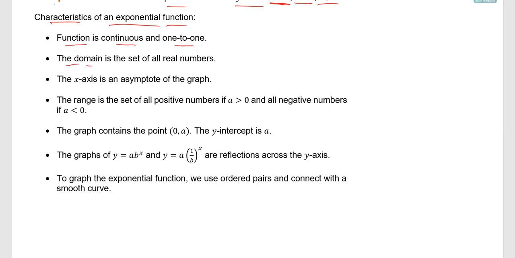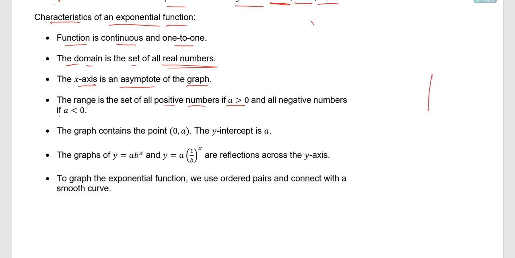The domain has to be the set of all real numbers. The x-axis is an asymptote of the graph. Okay? Meaning usually the curve does not touch the x-axis, right? Whether it's a positive exponential or a negative exponential, same thing, right? The range is the set of all positive numbers if a is greater than 0, and all negative numbers if a is less than 0.